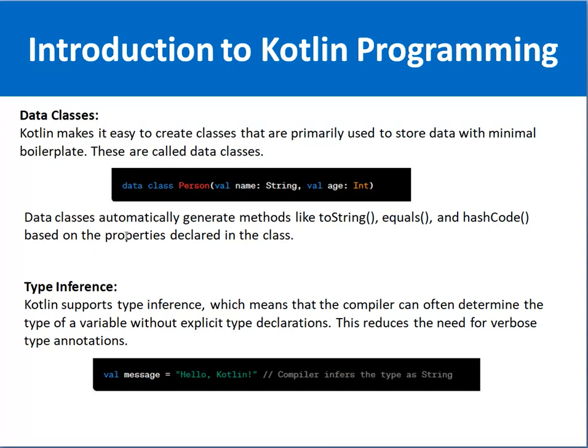Then type inference. Kotlin supports type inference, which means that the compiler can often determine the type of a variable without explicit type declarations. This reduces the need for verbose type annotations. Here you see val message = "Hello Kotlin". So here the compiler automatically infers the type as a String. We have not defined explicitly that this message is a string, however the compiler can still understand that the type is String.